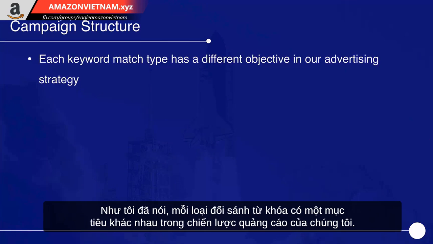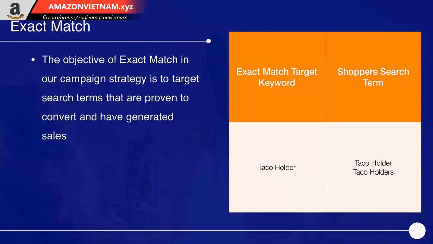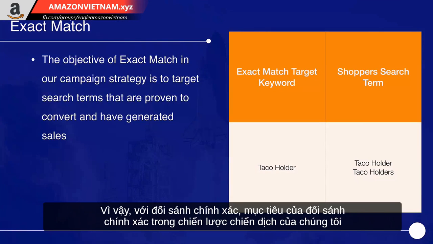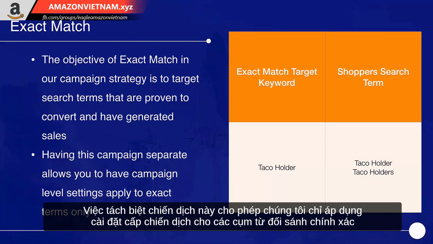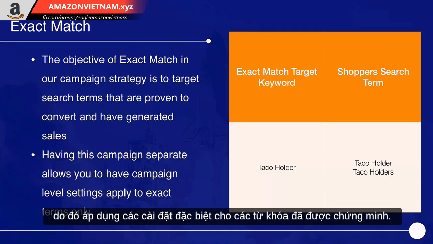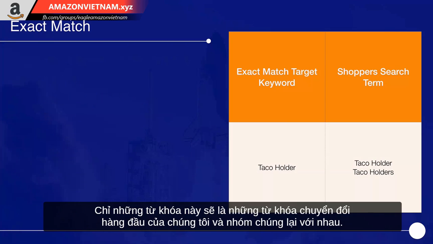As I said, each keyword match type has a different objective in our advertising strategy. So with Exact Match, the objective of Exact Match in our campaign strategy is to target search terms that are proven to convert and have generated sales. Having this campaign separate allows us to have campaign level settings apply to Exact Match terms only, therefore applying special settings to proven keywords only.